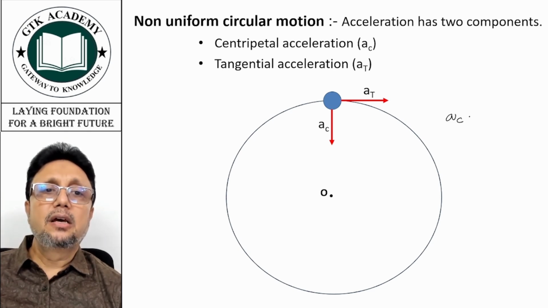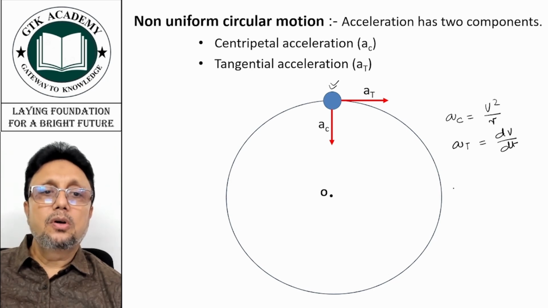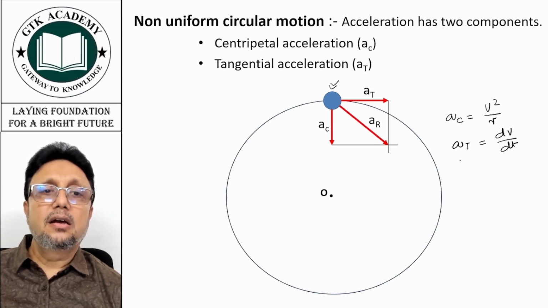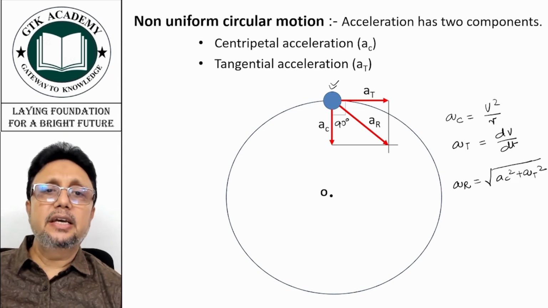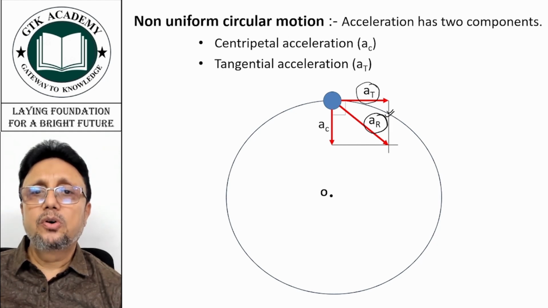Now, centripetal acceleration will be equal to V square upon R, because velocity at this point is V, and tangential acceleration is equal to dV upon dt. So the resultant acceleration is the resultant of these two vectors, which is AR. AR is equal to under root AC square plus AT square. Why have I taken it like this? Because the angle between AC and AT is 90 degrees. So you can see in this case, the resultant acceleration is not pointing towards center. It points in another direction, which again depends upon the value of AT. I hope this is also clear to you.